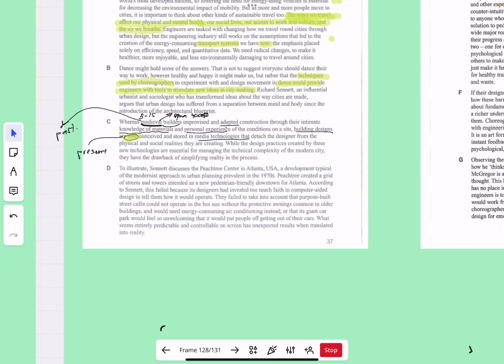While the design practices created by these new technologies are essential for managing the technical complexity of the modern city, they have drawbacks, simplifying reality in the process.